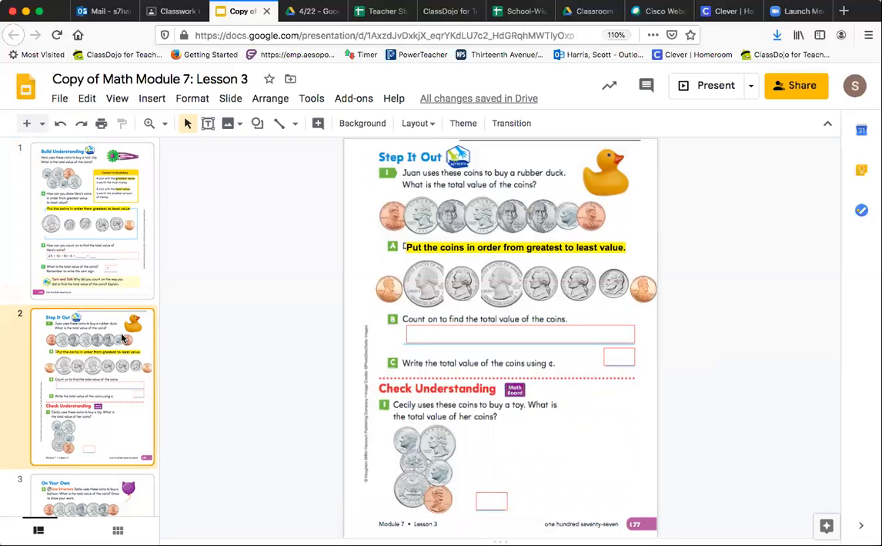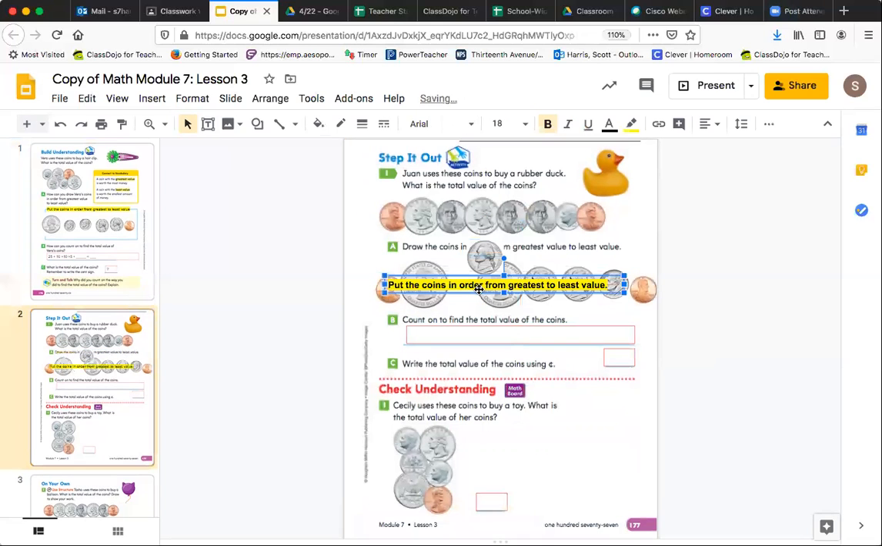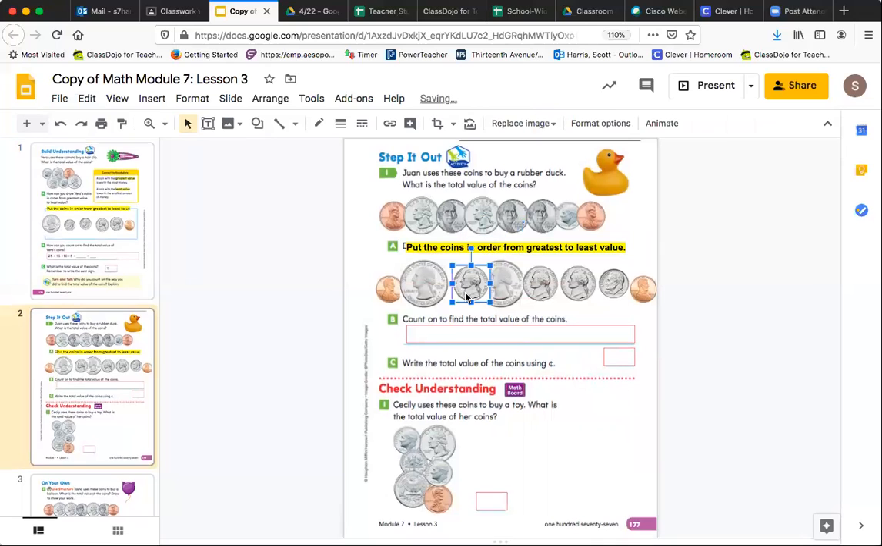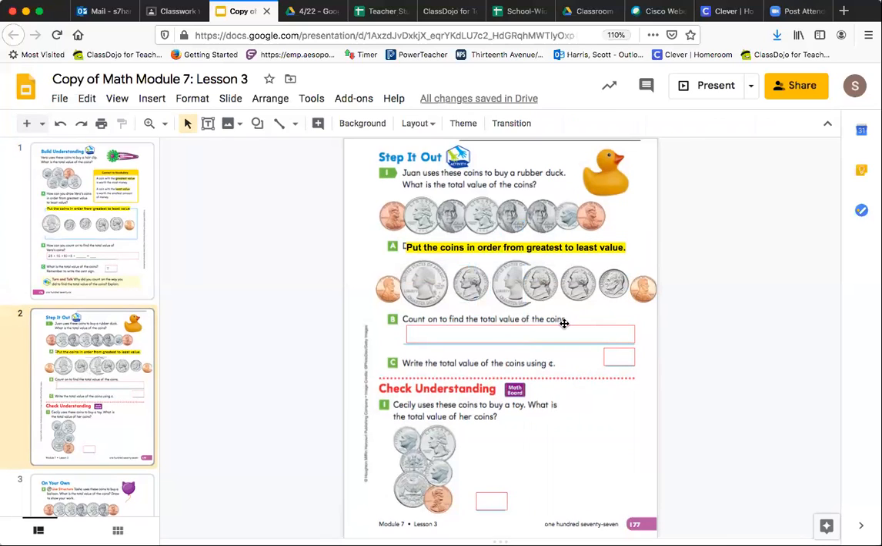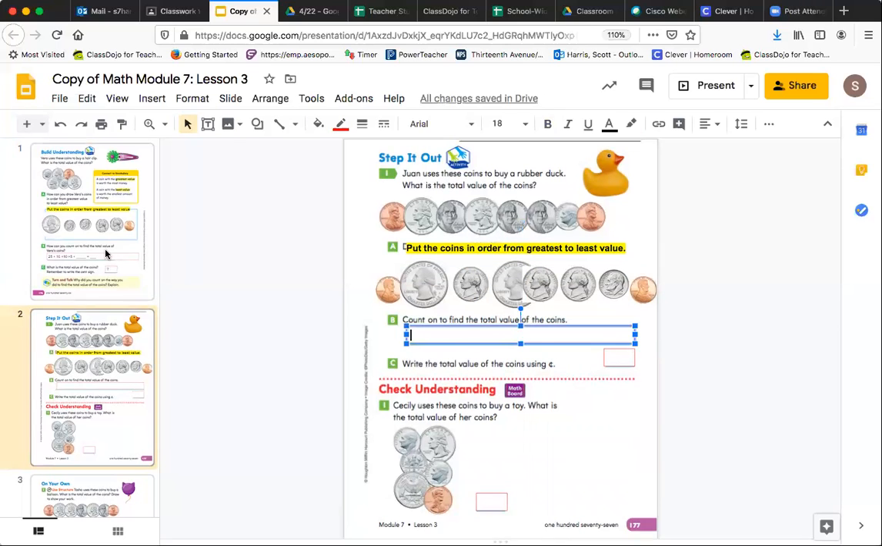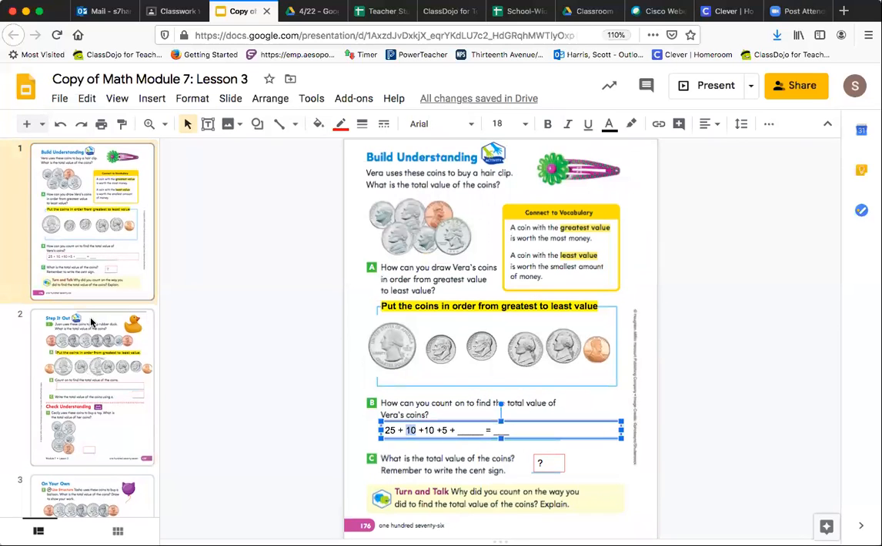We're doing that same skill then. So this time I'm going to just read it to you, but I want you to do it. Juan uses these coins to buy a rubber duck. What is the total value of the coins? So again, you're going to play with these coins. You can move them around. Don't lose any. And put them in order from greatest, which means the biggest, to least, which means smallest, like these little pennies. And then you're going to do that same thing that you did on this page down here.